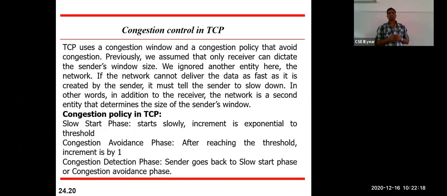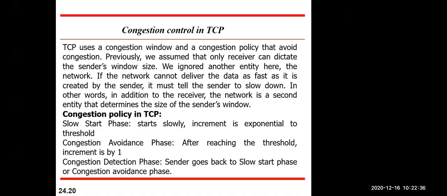That is the third entity. And sometimes the network may also tell the sender to slow down, not the destination, not the congested node. The network may also tell the sender to slow down. The network is a second entity that determines the size of the sender's window.